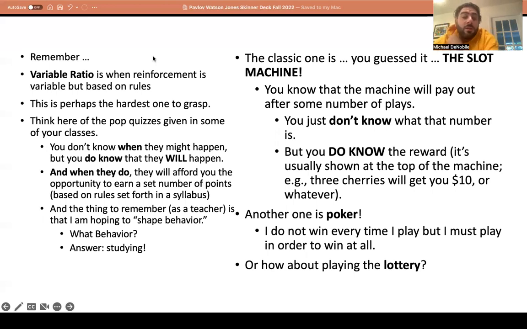Think of also the slot machine. It will pay out after a number of times. You just don't know what that number is. You do know the reward. It's usually shown at the top of the machine.